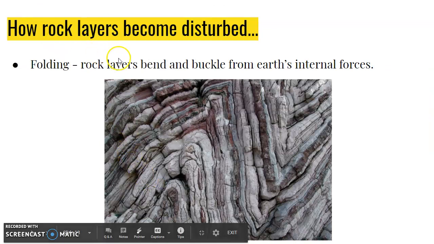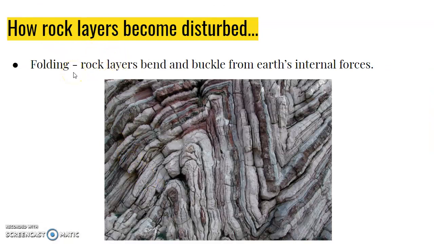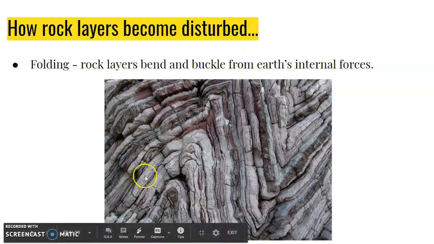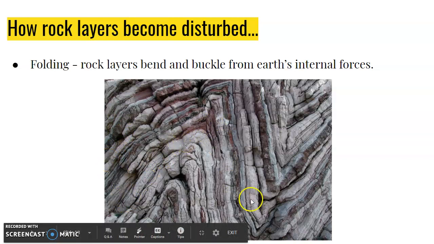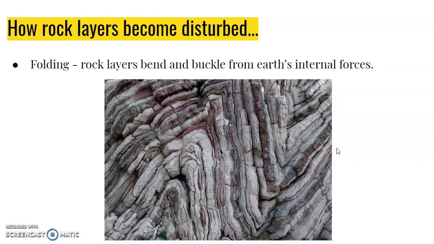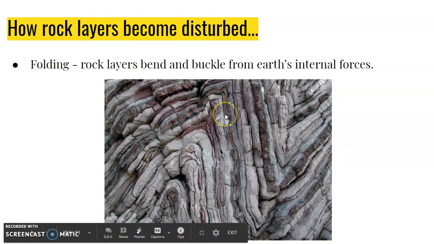We also have folding, which is when rock layers bend and buckle from Earth's internal forces. If you look here, you can see that the rock layers are literally folding. They are in a very unique shape. And when you see rock layers in this shape, you can assume that this happened due to the Earth's internal forces. Rocks bended and buckled and formed this shape.